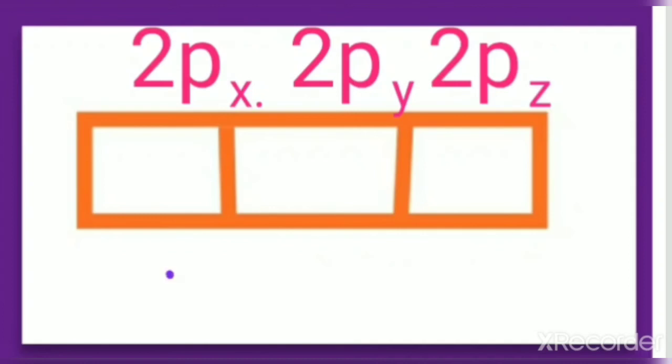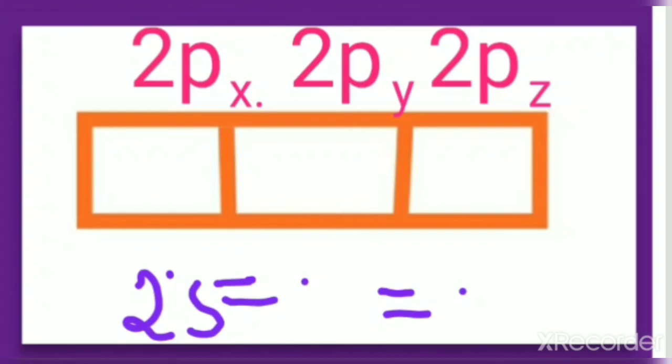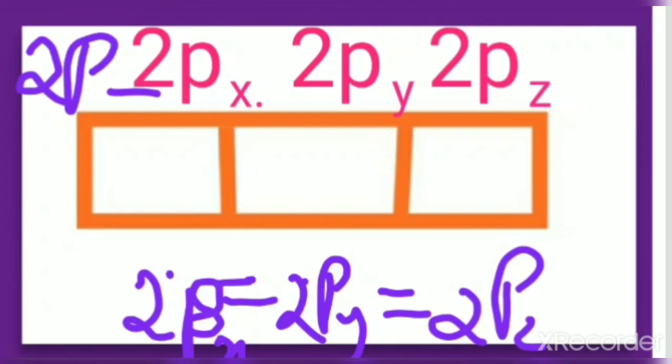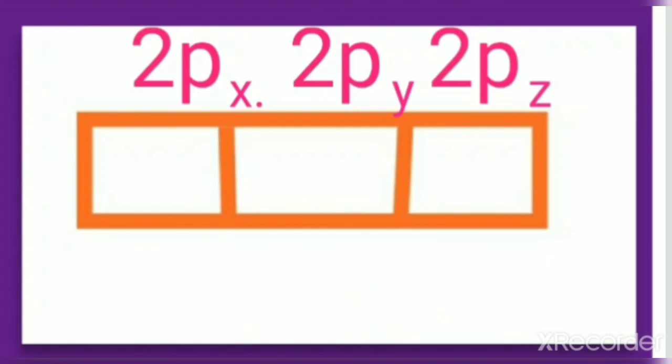Because 2px, 2py and 2pz all have the same energy. When you say the energy, 2px has the same energy as 2py, which has the same energy as 2pz. That means they are the orbitals of the same subshell. Which is the subshell here? 2p is the subshell. So 2px, 2py, 2pz are the orbitals of the same subshell. Clear? So in this case, whenever the electron filling takes place, total 6 electrons can be accommodated.